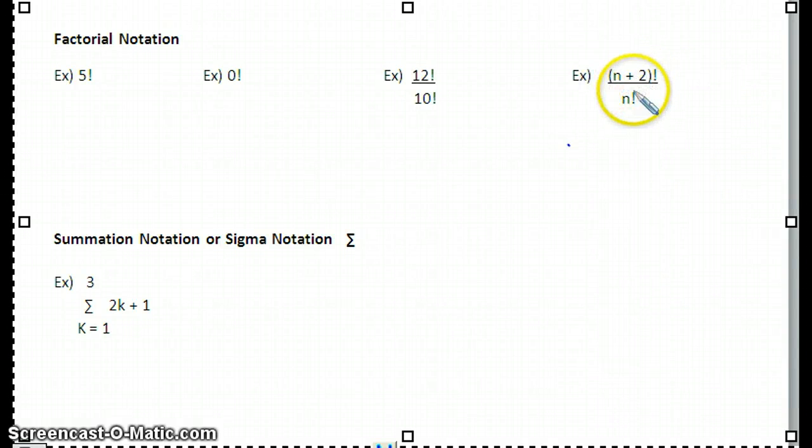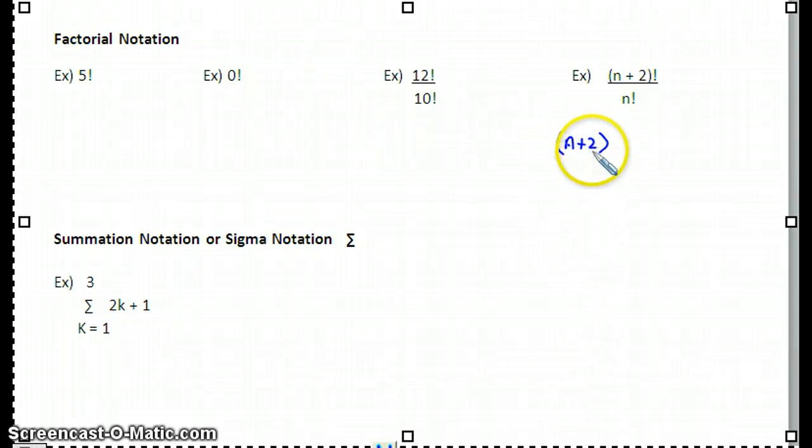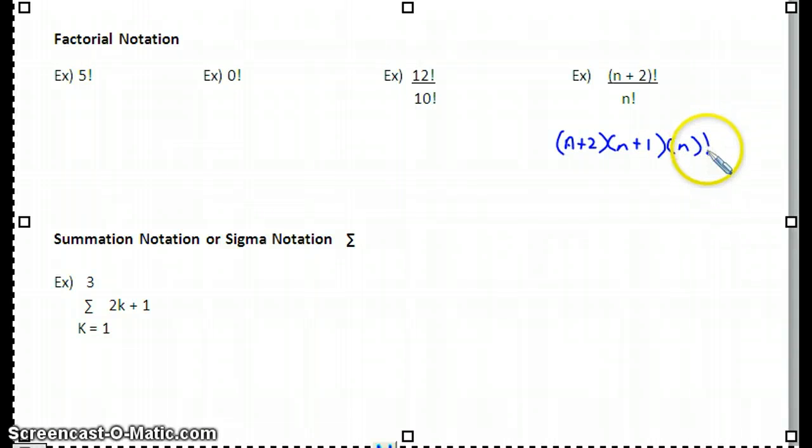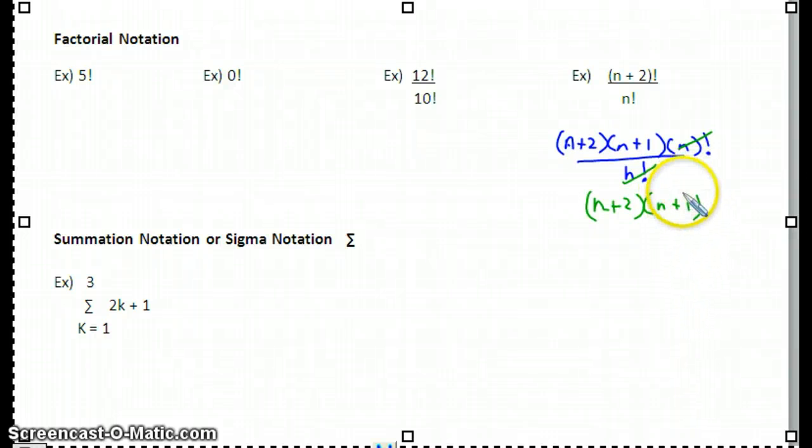So if we were to solve this problem here, we would do n plus 2. 1 less than n plus 2, if I take 1 away from there, would be n plus 1. And 1 less than n plus 1 would just be n. Now the reason I'm going to stop at n factorial and not do n minus 1 and n minus 2 and so on is because the denominator down here is n factorial. So what will happen now is what's in the numerator and what's in the denominator, if they're the same, they'll cancel out. And I'll be left over with n plus 2 times n plus 1 as my final answer.